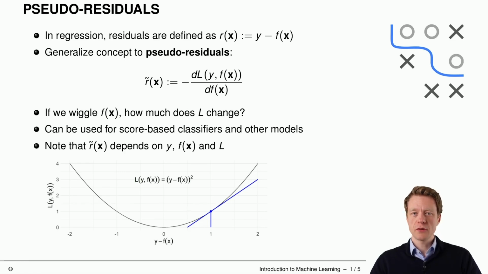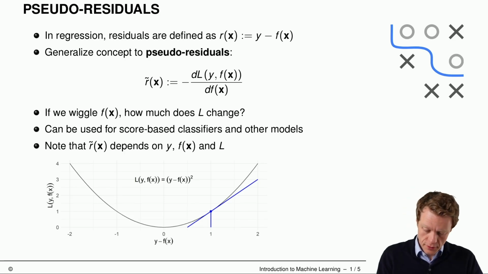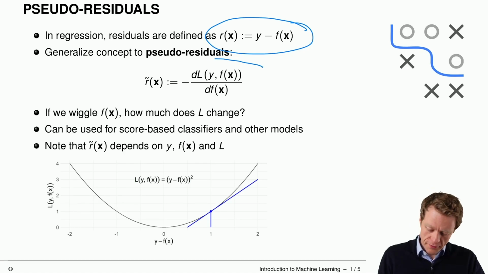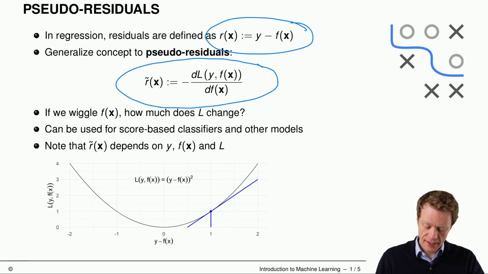If we are speaking about a regression task, then the residuals are usually just the difference between the target and the model, right? So it's just y minus f. And what we want to achieve is that these residuals are very small, or so that the sum of the squared residuals, for example, would be small, right? The pseudo-residuals are now defined as the negative gradient of the loss function with respect to this model f.